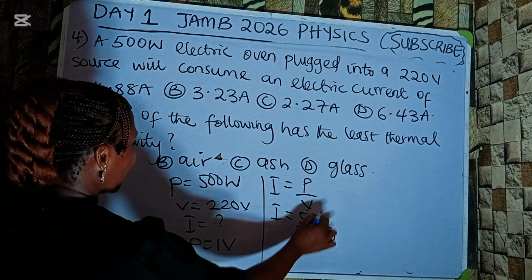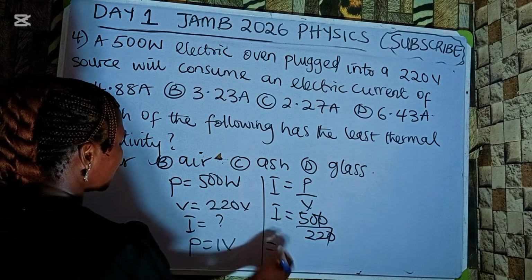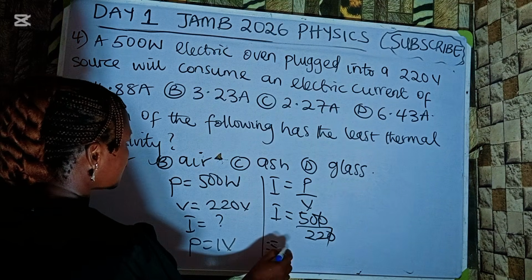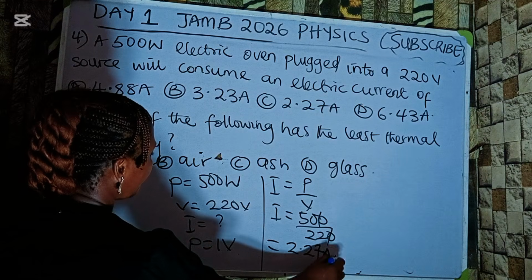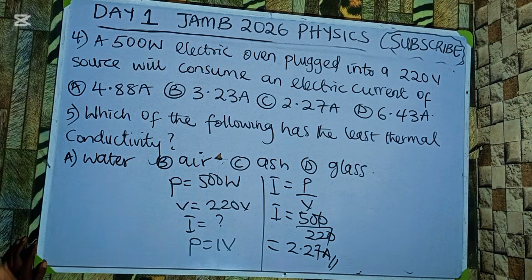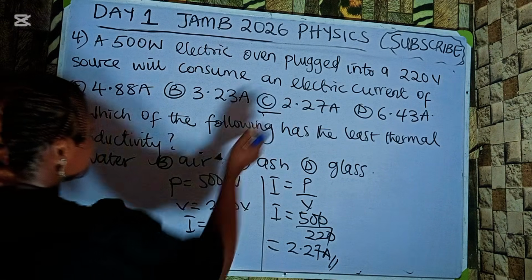So we cancel this out, and by the time you divide, you're going to have 2.27 amperes as our current. So if you see a question like this, this is how you're going to solve it. From what we've done so far, the correct option to this question is option C.